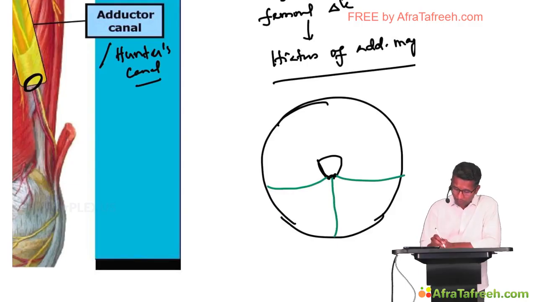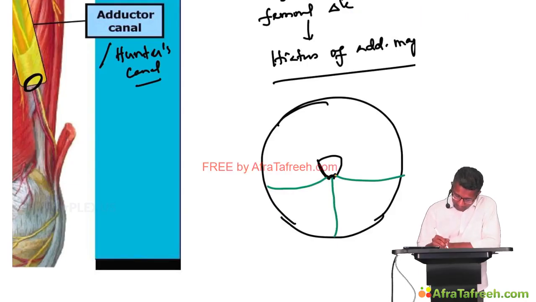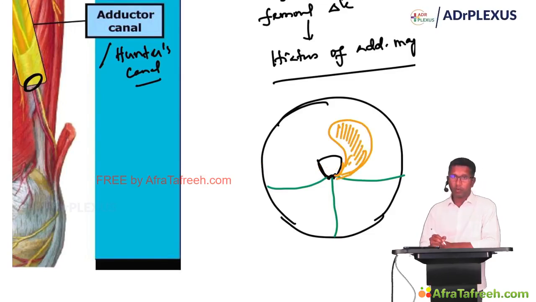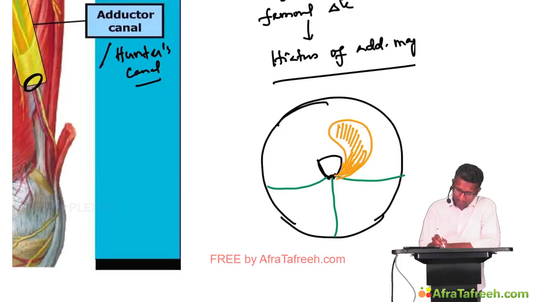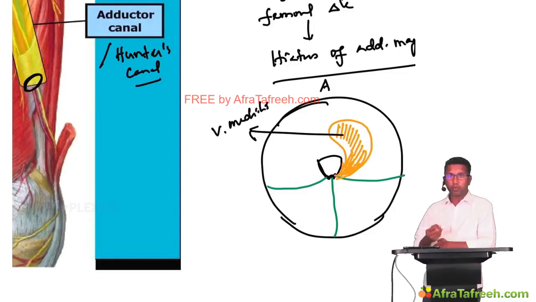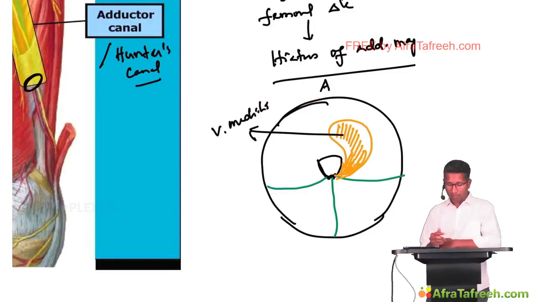I hope you know that there is a muscle arising from the medial lip of linea aspera and covering the medial aspect of the femur like this. Can anybody tell me the name of the muscle which arises from the medial lip of linea aspera? This is the anterior compartment, guys. So what is the muscle? Very good, guys. It is vastus medialis. So this is vastus medialis.